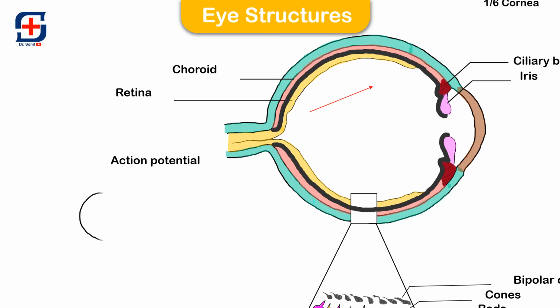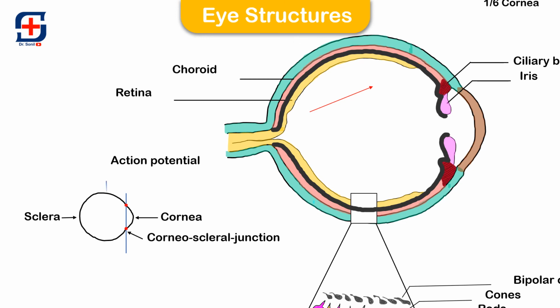Let me draw another diagram. This is the sclera and this is the cornea. So this portion is the corneoscleral junction, and this is the corneal section. Actually, rods and cones extend from backward to forward and end somewhere between the middle of these two points. What does it mean? Only this portion of the retina is sensitive to light, and the portion anterior to this part is not sensitive to light.